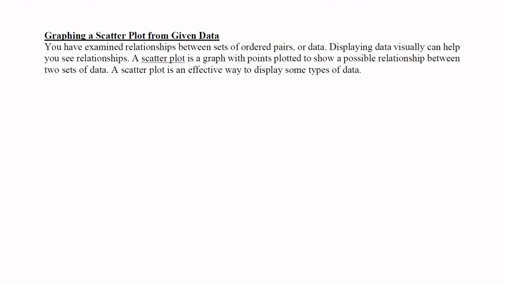You have examined relationships between sets of ordered pairs or data. Displaying data visually can help you see relationships. A scatterplot is a graph with points plotted to show a possible relationship between two sets of data. A scatterplot is an effective way to display some types of data.